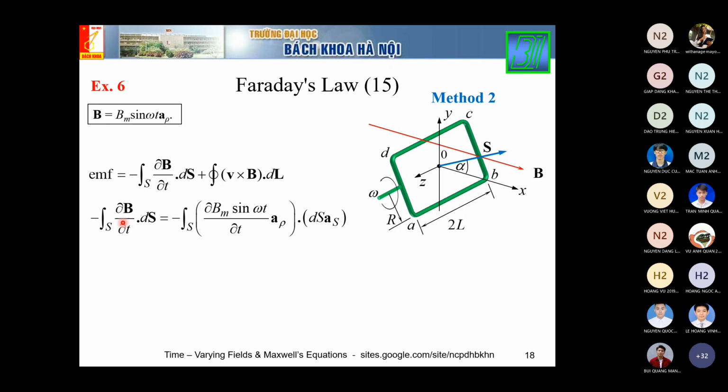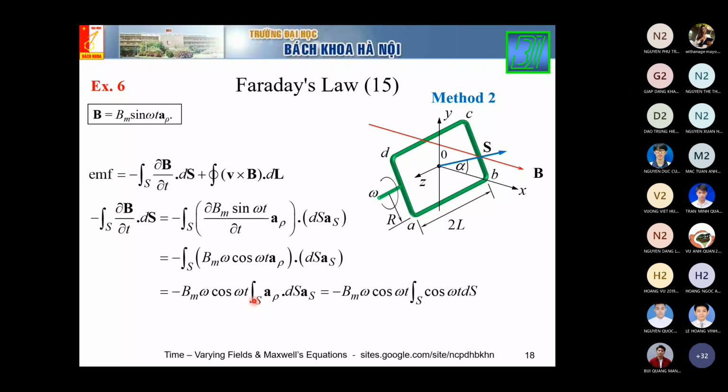Firstly, we can compute this derivative like this. And from this one, a_ρ dot a_S will be 1. Like I told you, a_S is actually a_ρ, and the derivative of sine will be cosine. Do not forget omega here. You have to multiply the result by omega. Okay, do not forget this. And taking this integration, we finally come to this. So this is the first integration.